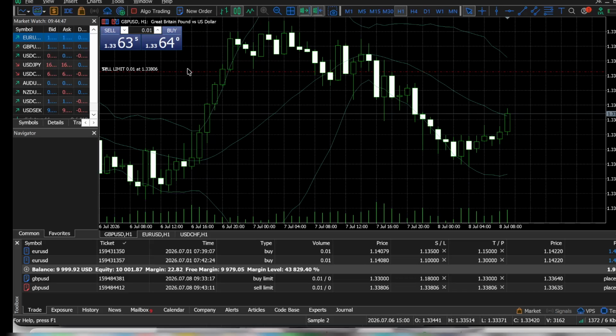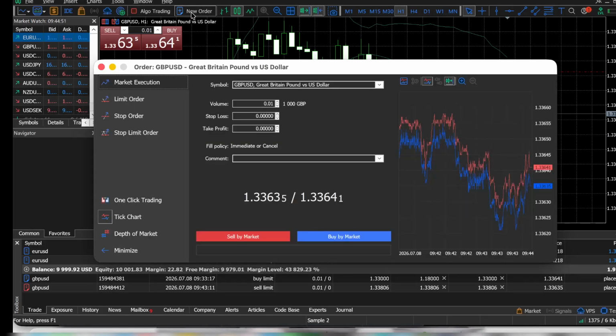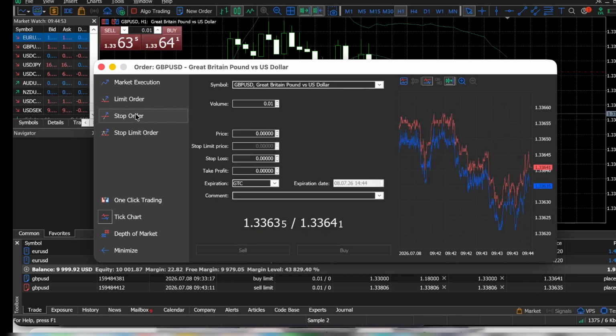for your pending order. Once the order window appears, find the order type section and click on Stop Order on the left side. This is important because a buy stop order is a type of pending order that is only activated when price moves up to a specific level. In other words, you are telling the platform to open a buy trade only if the market reaches a higher price than where it is trading right now.